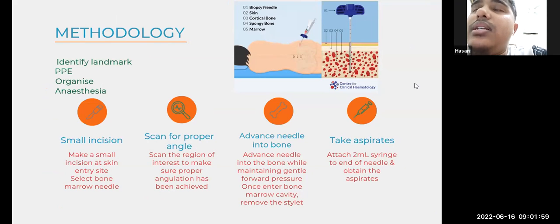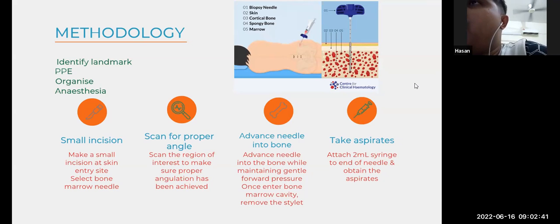Okay, so the methodology. First we have to identify the landmark, for example the posterior iliac crest. We have to wear proper PPE, sterile or non-sterile, organize our equipment, and prepare the anesthesia. First, we make a small incision at the skin entry site. Select the bone marrow needle, and then scan for a proper angle. We have to scan the region of interest to make sure the proper angulation has been achieved. Actually, it is done at 90 degrees. Advance the needle into the bone while maintaining gentle forward pressure.